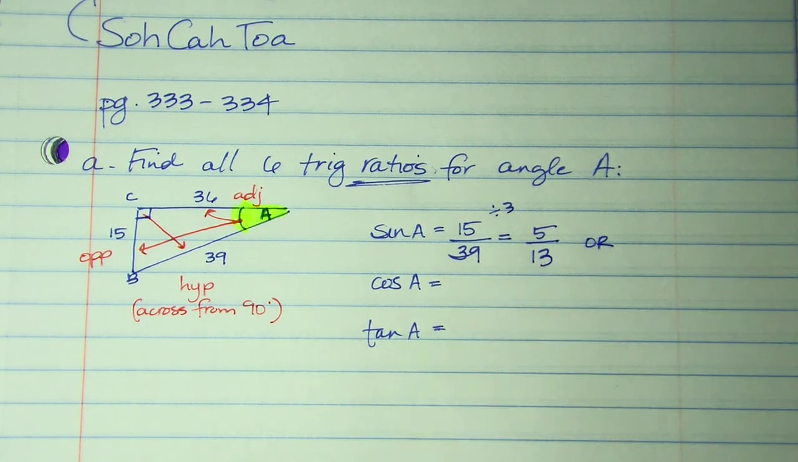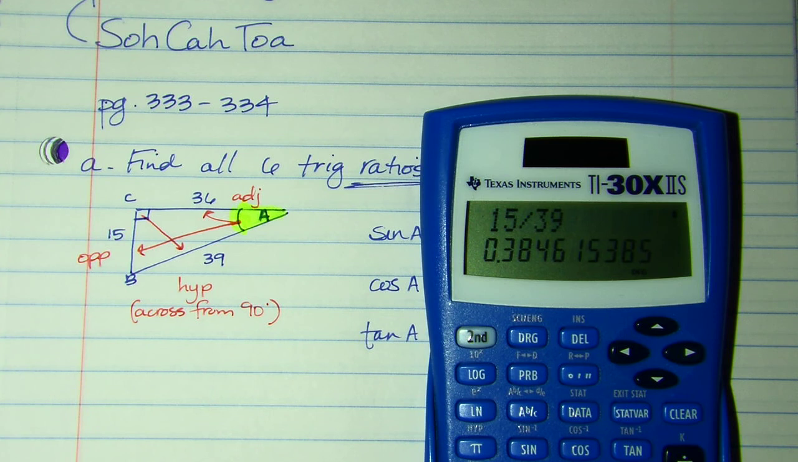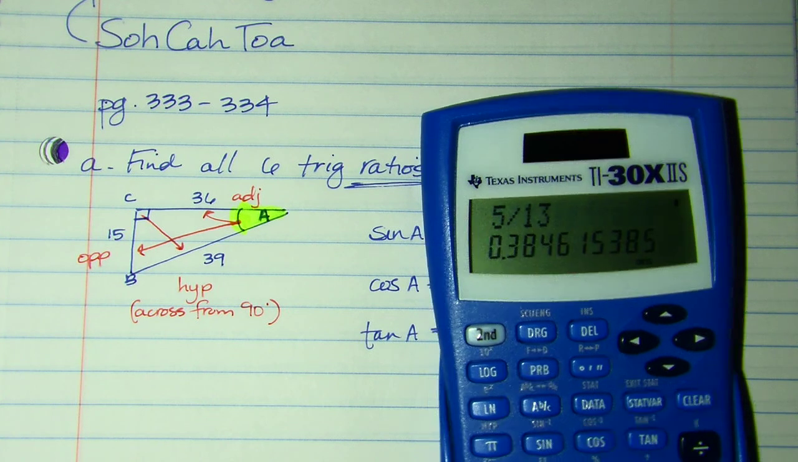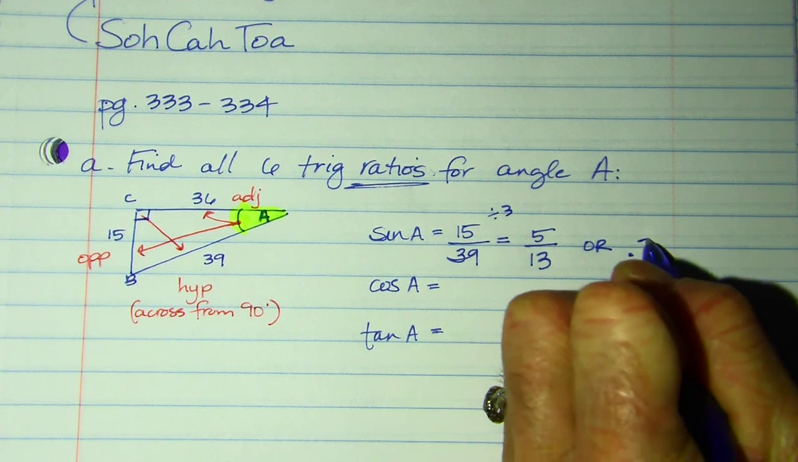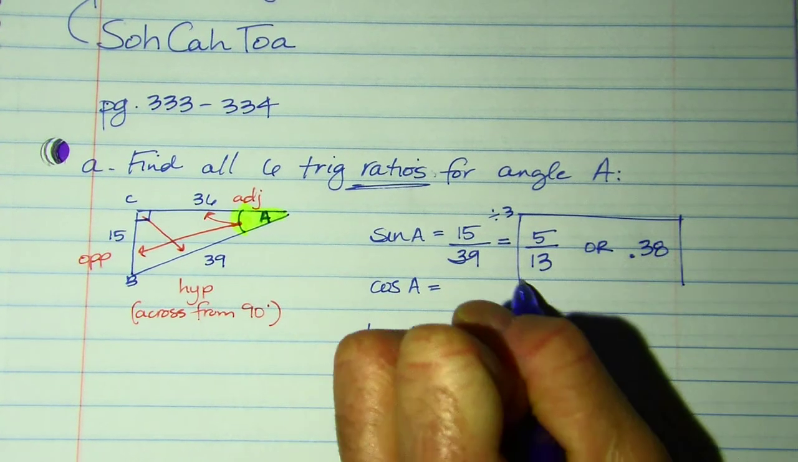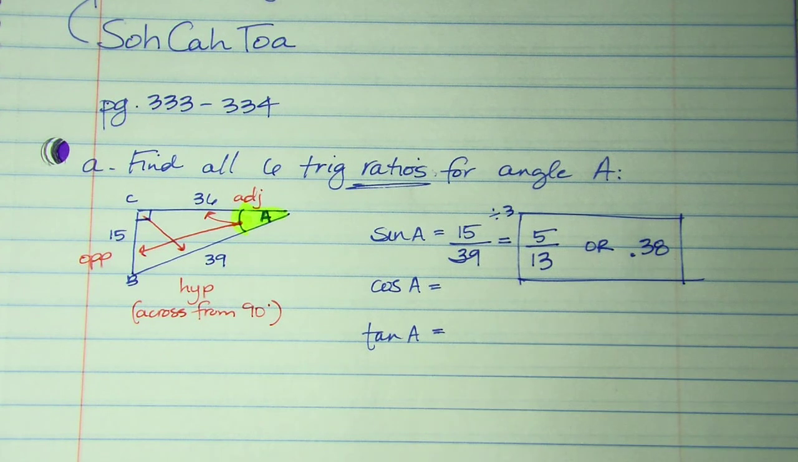Or I can enter that in my calculator. You can either do the original 15 divided by 39, and I get 0.38, or you could say 5 divided by 13. We should get the same decimal, 0.38. So that would be whether they ask you for a fraction or a decimal. That is the answer for that.